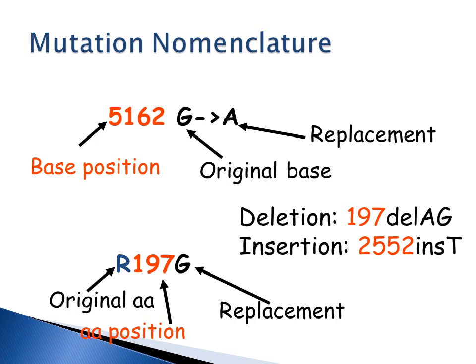If you're talking about the protein, you start out with the original amino acid, the position, and then the replacement. So within that protein, you should have one amino acid at that position, but it was replaced with a completely different amino acid. That's how you're going to look for your mutation nomenclature in genes. And like I said, it could either be the nucleotide sequence or the amino acid sequence, depending on if you're looking at the DNA or at the protein.